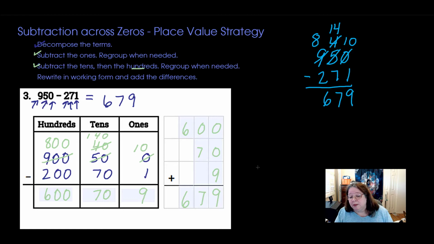Did we get the same number? Yes, we did. This is using the standard algorithm. This is using the place value strategy.